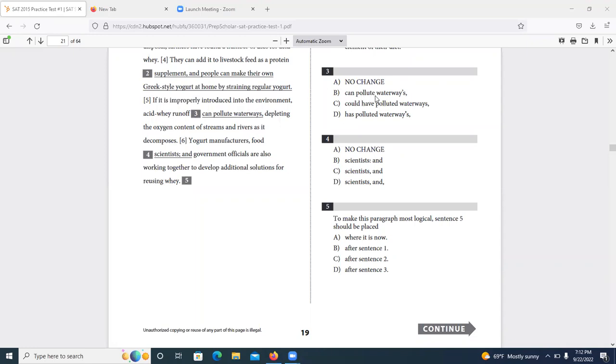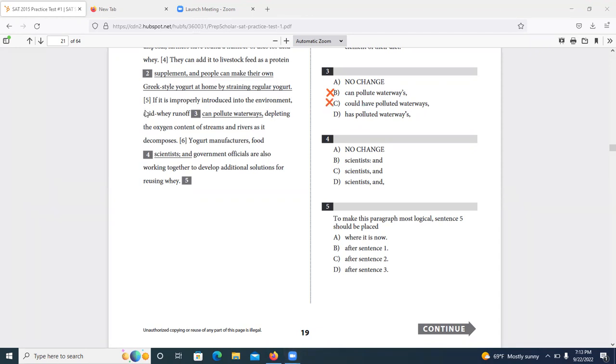So B, can't pollute waterways with the apostrophe S. That implies that the waterways own something, because apostrophe S shows ownership. Waterways don't own anything, not in this sentence at least. So C says could have polluted waterways. Could have is the conditional tense. There is no conditional tense earlier in our sentence, so we're not going to pick C either.